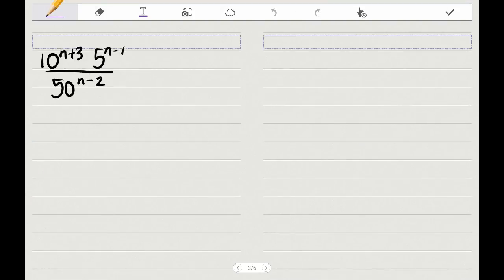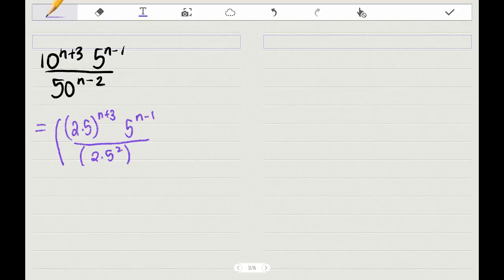Next one, same set of rules. First break into prime bases and then go on and apply the exponent laws. So the prime bases of 10 is 2 times 5, and that's to the power of n plus 3. 5 is already a prime number, so we just leave it over. 50 as prime factors is 2 times 5 squared, to the power of n minus 2.